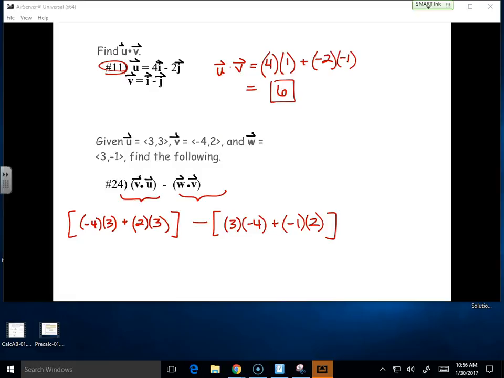So PEMDAS, we gotta work inside those grouping symbols. Mental mathers, what do you got for the first one? -6. Close. -12 plus 6. -6 minus, alright, what's the next one? -12 minus 2 is -14. Minus a negative, boom. Got it.